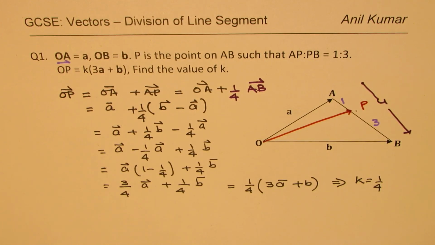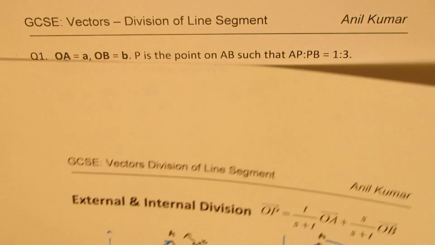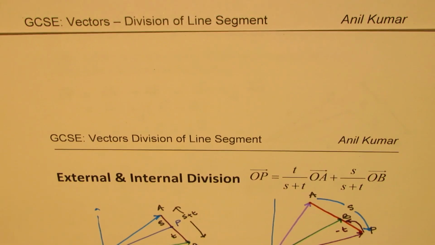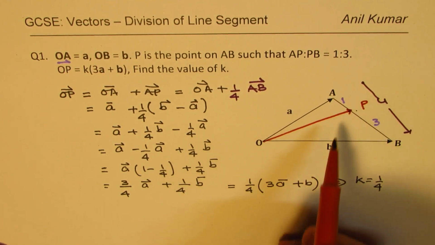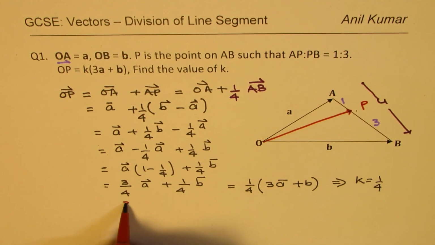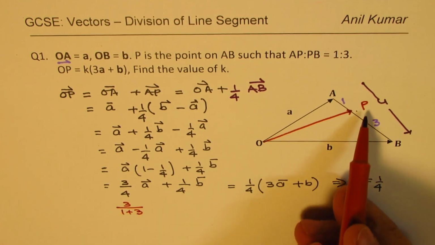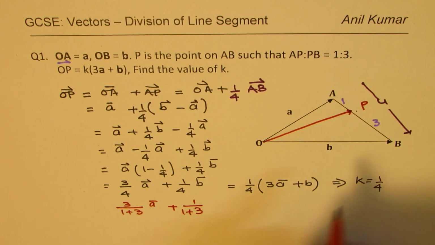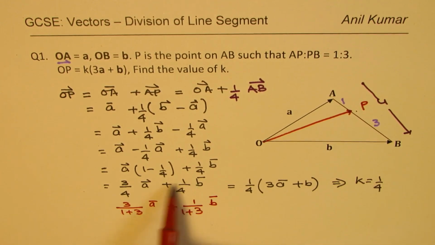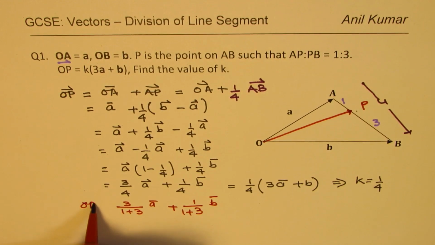Perfect. I hope you understand and appreciate that we didn't really use the formula, which is right there. We could have used it directly and got a result. But let us at least check whether it works or not. So we'll make a check here. We are saying OP should be 3 times 1 plus 3, that is your S and T, 1 plus 3 times vector A, plus this 1 times 1 over 1 plus 3 times the vector B. Do you see we got exactly the same result for OP?